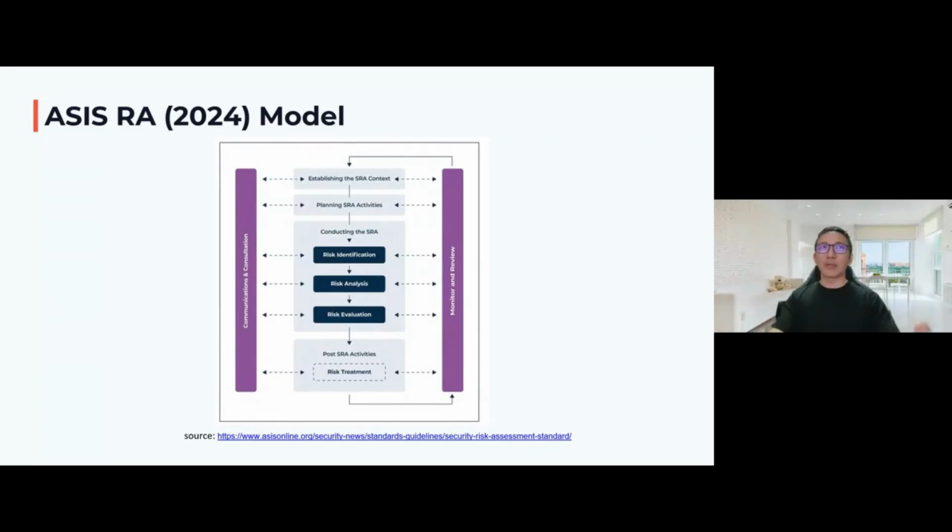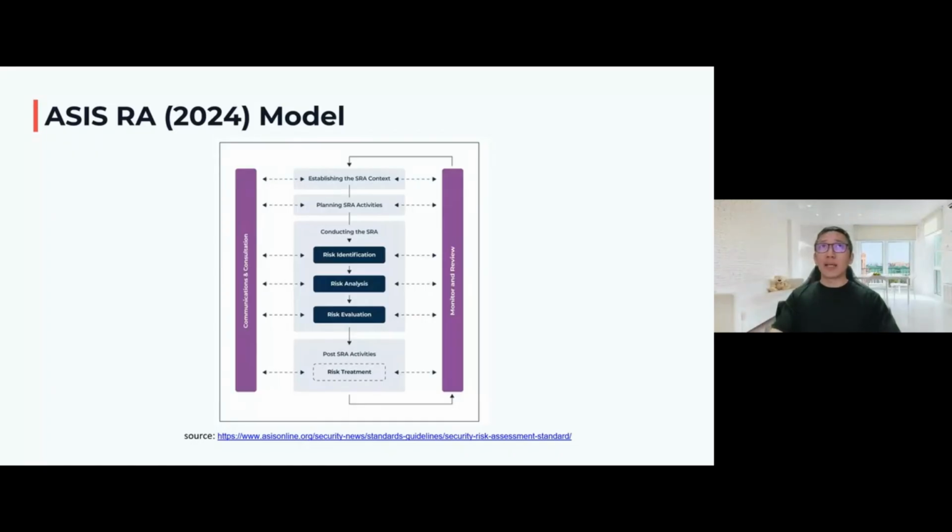You can actually go to the website at the bottom there. You can see a link, asisonline.org. Okay, they publish standards. Now, they have this risk assessment standard. The first standard was actually in 2015. They published this RA standard in 2015, but recently they updated it to the 2024.